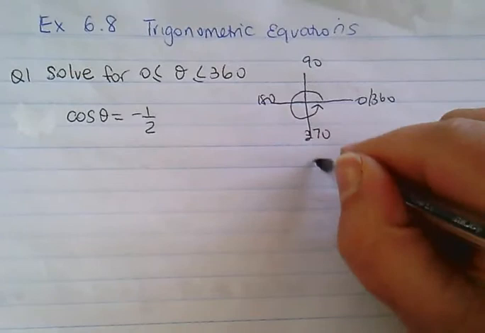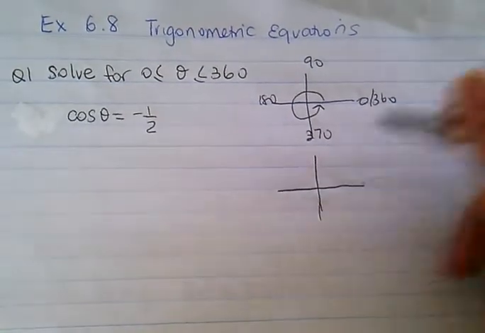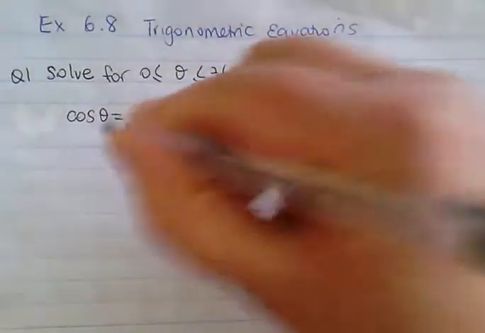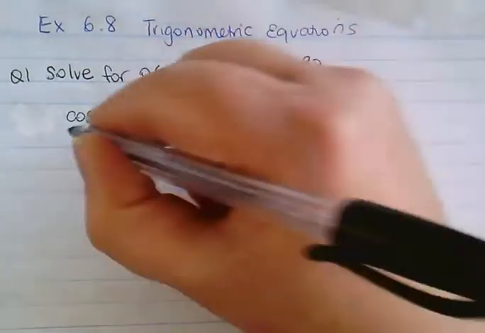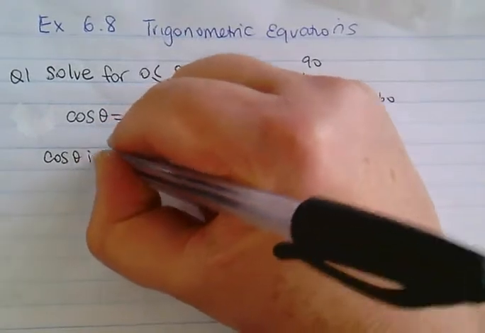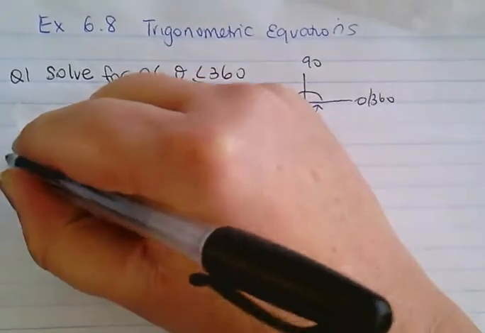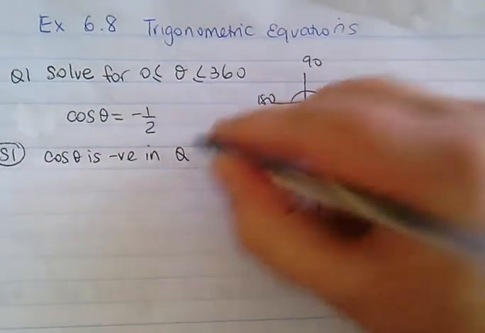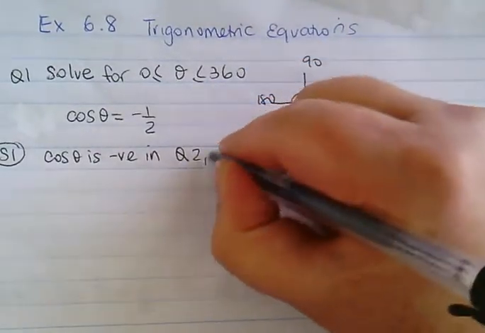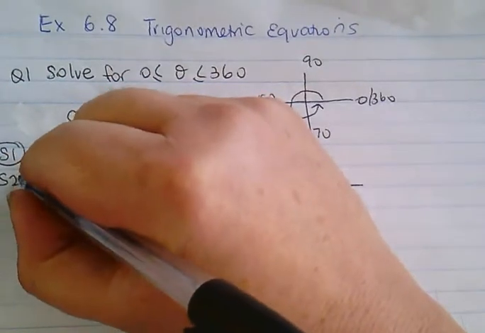I probably shouldn't have drawn that diagram. But where is cos negative, in which quadrant? There are 3 steps you have to follow. First thing is we say which quadrants. So this is step 1, really important. Cos theta is negative in quadrants what and what? 2 and 3.